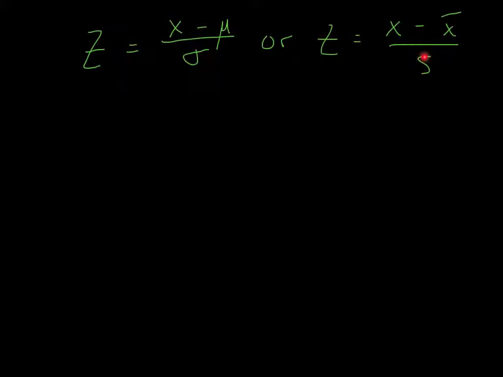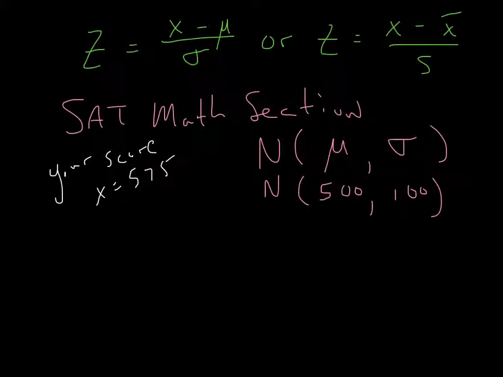Let's try one. The SAT math section is normally distributed, right, that's our N out in front, with population parameters of a mean of 500 and a standard deviation of 100, meaning the average score, the typical kid gets a 500, with a standard deviation, right? The average distance a value is from 500 is about 100. Well, what if you got a 575? What does that mean? Well, clearly you're above average, but what's your z-score?